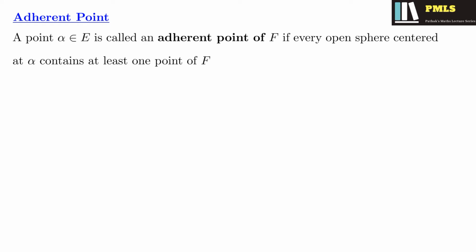A formal definition of adherent point is now on your screen, which reads as: a point alpha in the metric space E is called an adherent point of F if every open sphere centered at alpha contains at least one point of F. That is, for all R greater than 0, SR alpha intersection F is non-empty. Now we know that all the interior and boundary points are adherent points, and therefore it is essential that we search for any special situation which may arise in the metric space.